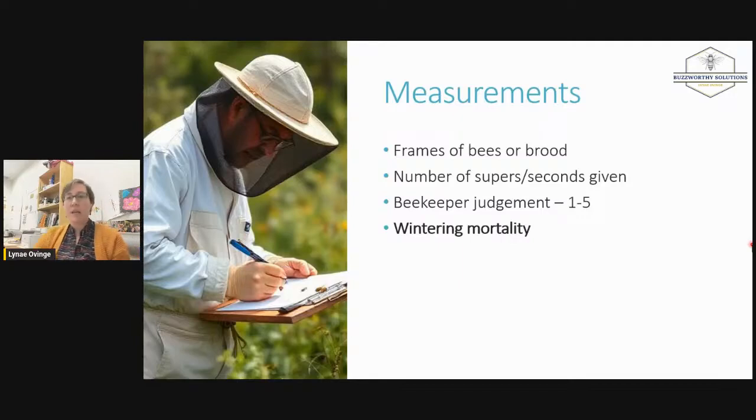Okay. Like I said, lots of respect for beekeeper judgment. If you're wanting to formalize that more, you could try some 1 to 5. You don't have to. And like I said, wintering mortality is a good measurement. We need huge sample sizes to find effects using it, but it's a really great way to measure anything that you're doing in the fall, because it's really the number one economic outcome of your fall choices.